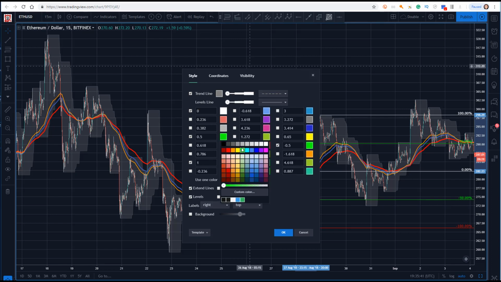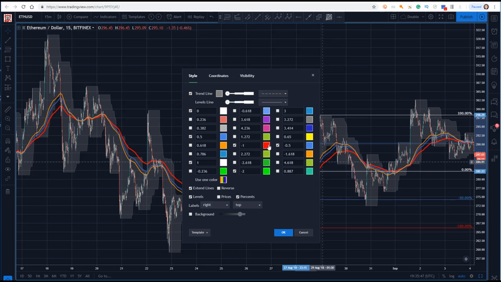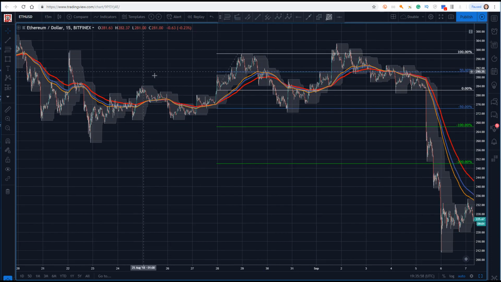So I like these in this blue. I want the 50s in blue. I want the negative 50 in blue. I want the 100 in green. I must not change this here. And then I want the 200 in green, the 300 in yellow. Okay, so let's save that. Okay, so here it is.